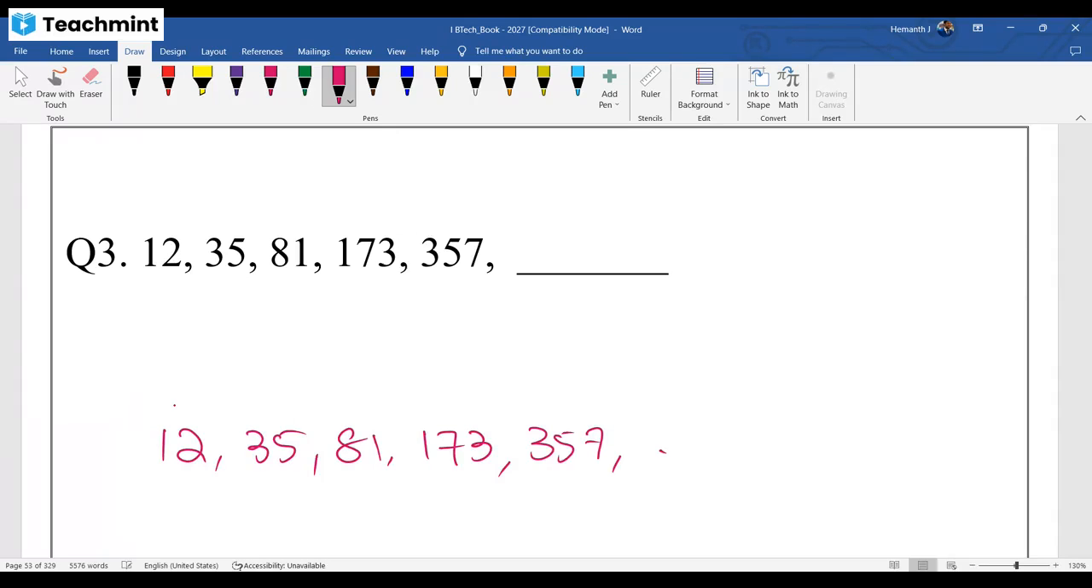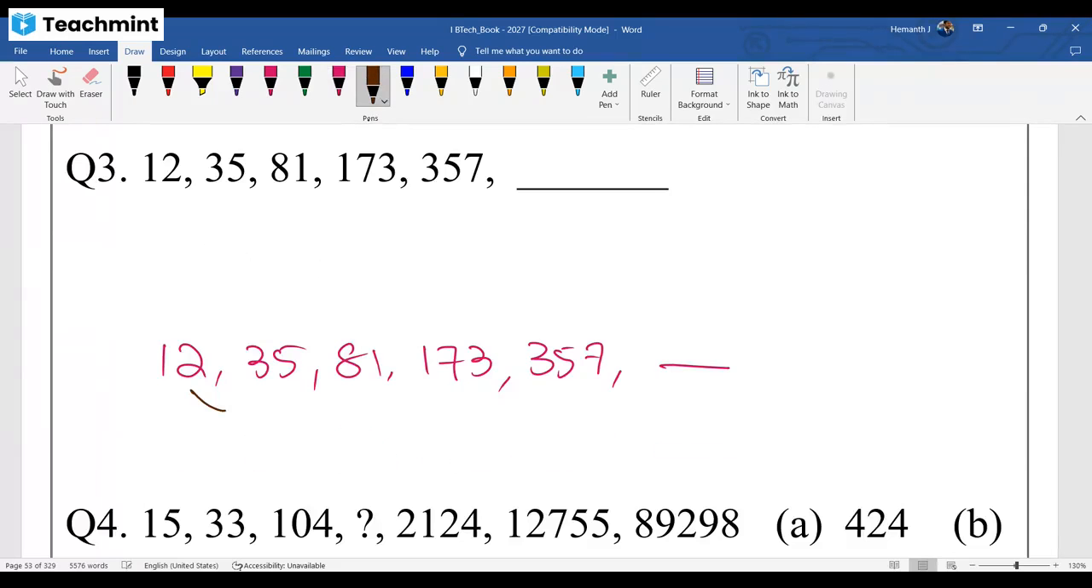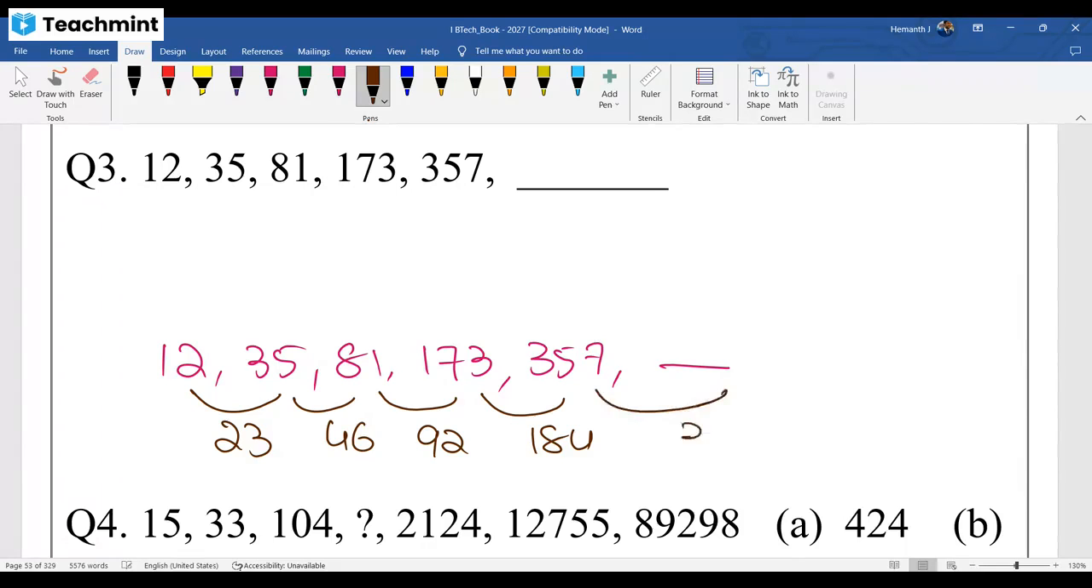If you think this is slow increasing, then we have to take the difference between numbers. The difference here is 23. Next is 46, here 92, here 184. 23 doubled is 46, 46 doubled is 92, 92 doubled is 184, and 184 doubled is 368. So 350 plus 350 means we will get 700. 7 plus 18, 25. 725 is the answer.